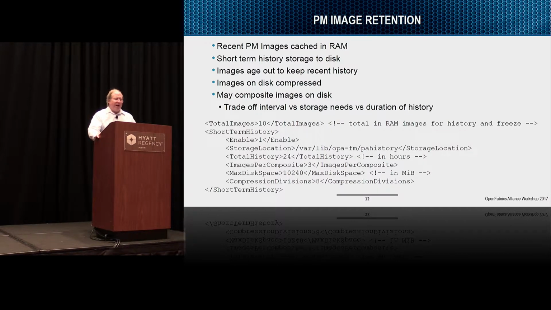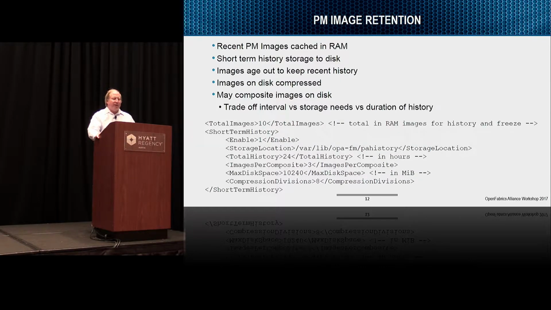It's important to have the data and be able to do things with it. So what we do is we cache the recent images that we've gathered in RAM, and that's configurable as to how much RAM you want to use on the Fabric Manager for that purpose. And then we take that information and store it to disk in a short-term history that's right there on the Fabric Management node. We can set policies for how much history you want, either in terms of time or in terms of space on disk, and we'll age out the older entries and replace them with newer entries as the cluster runs.